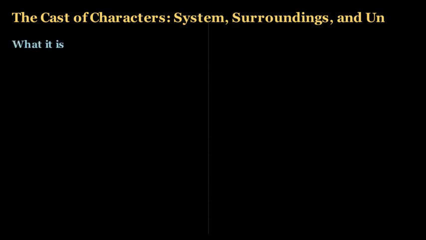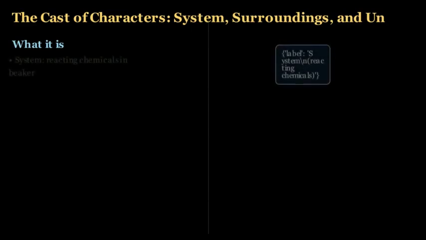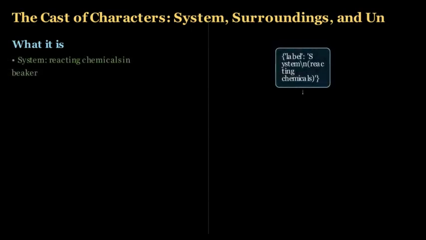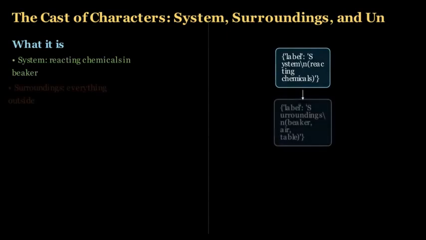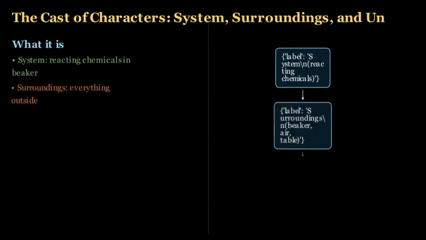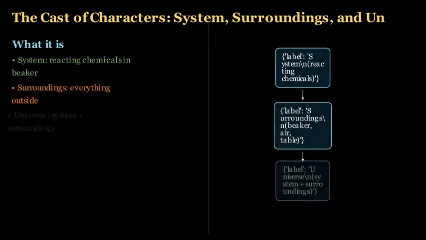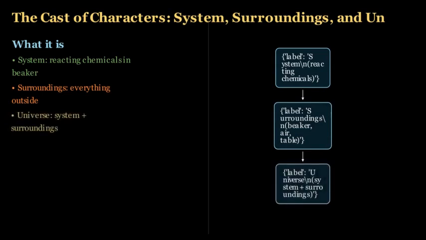Imagine a beaker on a lab bench. The stuff we care about, the reacting chemicals inside, that's our system. Everything else is the surroundings: the glass beaker itself, the air, the table, your hand if you touch it. Add them together and you get the universe, at least for this experiment. The first law of thermodynamics tells us the total energy of this universe never changes, it just moves between system and surroundings.